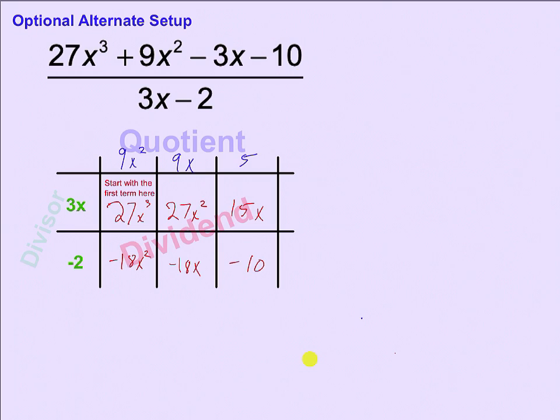And so our quotient is 9x squared plus 9x plus 5. And you're doing the exact same math as the long division. It's just you're doing more of it in your head and writing down less of it and organizing it a little bit differently. So if you like this better, feel free to use it. If you don't like this better, feel free to pretend you never saw it.